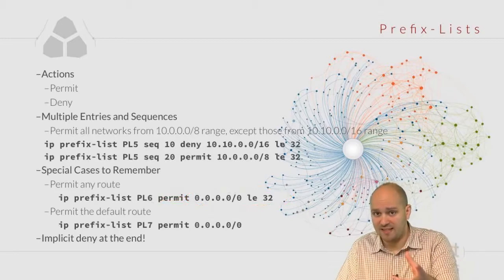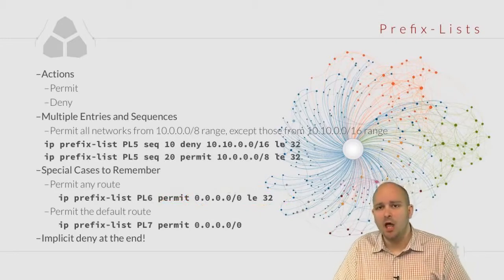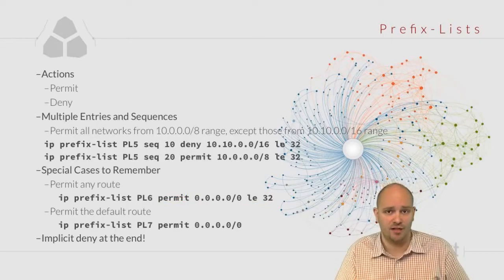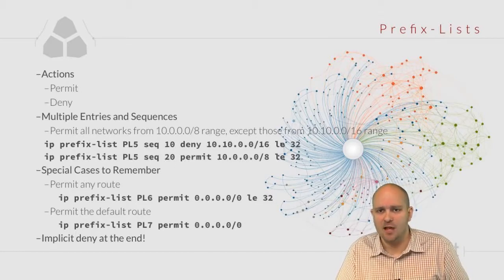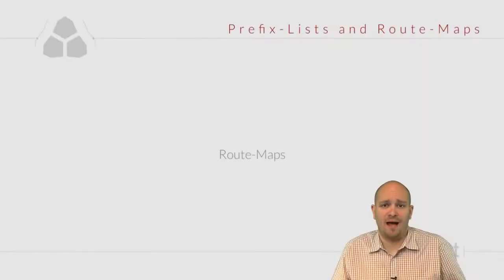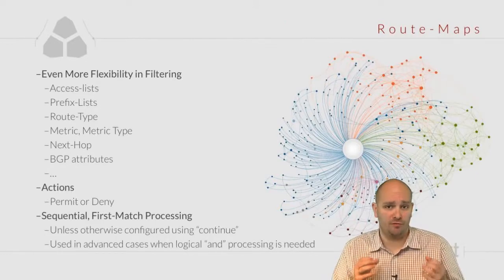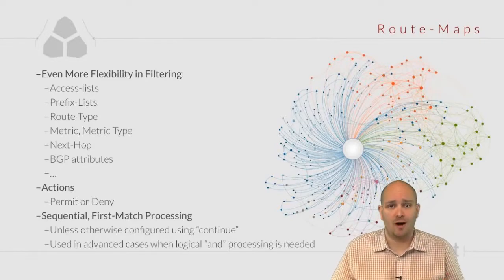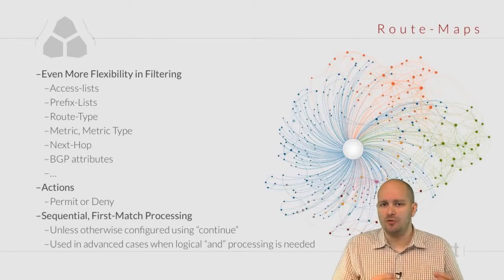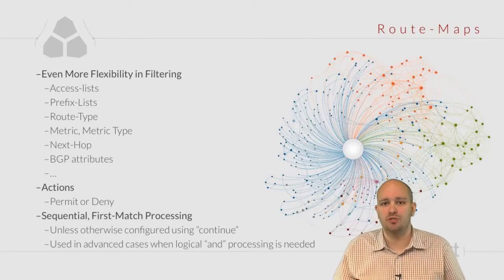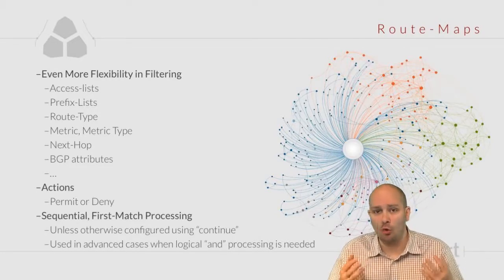Prefix lists are very flexible. They allow us a lot of flexibility, but sometimes they cannot actually solve everything that we need when it comes to route filtering. If we need more flexibility than this, we have to look at other features, like for example, route maps. Route maps are offering us even more flexibility in filtering routes than prefix lists would. What we can do with route maps is we can not only reference the routes using prefix lists like we can with prefix lists alone, but we can use access lists or prefix lists, or the route types.